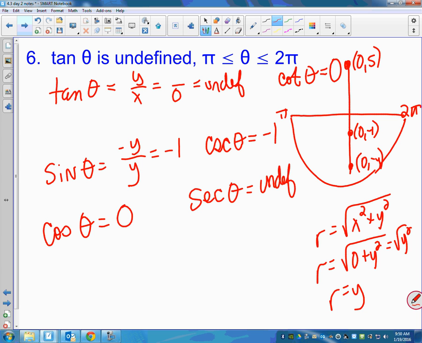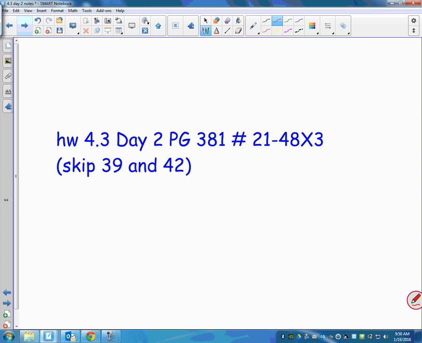This will be a no calculator question. I was just talking about the previous homework. Number 9 from the homework. So day 2, 21 through 48, but I said skip 39 and 42. So that really would be like 21 through 36, right? And then 45 and 48, if you want to write it out like that. And we'll hit 39 and 42 tomorrow.